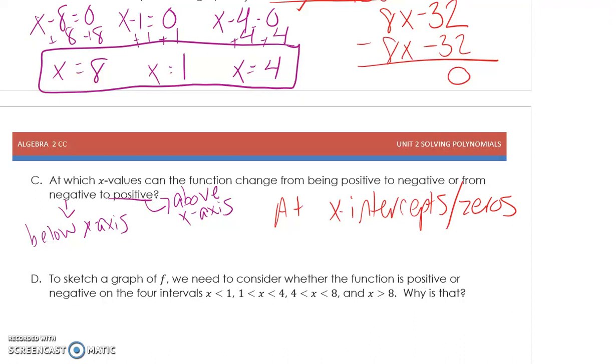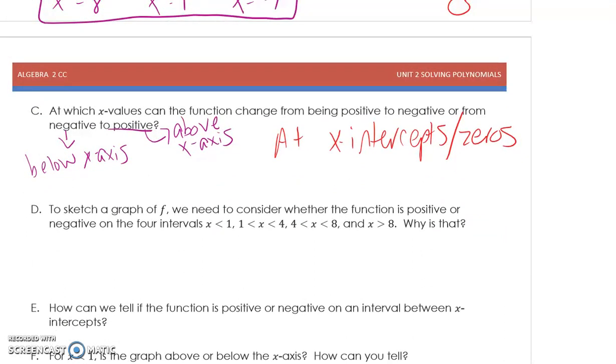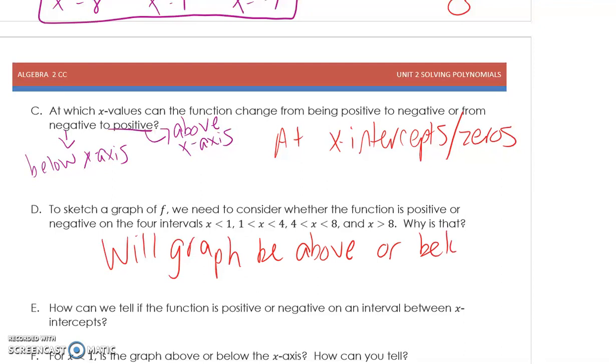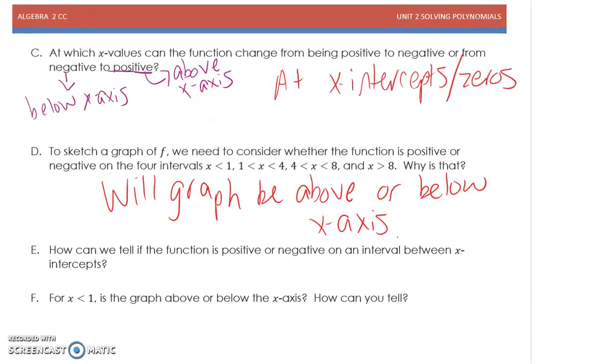We will sketch a graph of this, but we need to consider what the graph is going to look like for these 4 intervals. And the reason why we need to do that is because we need to figure out, is this graph going to fall above or below the x-axis? So I'm just going to write, graph above or below x-axis. And we can tell that by testing values.